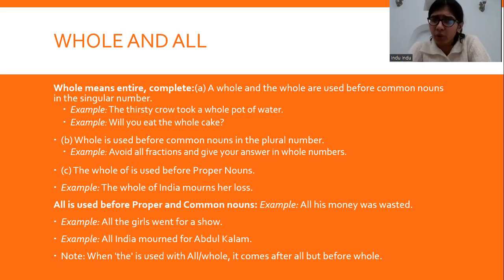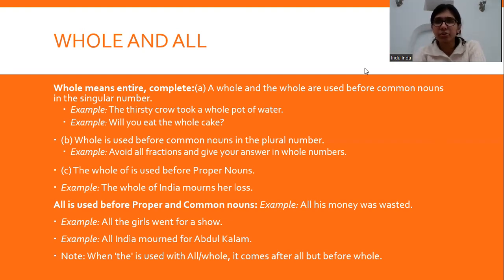All is used before proper and common nouns. Example, all its money was wasted. All the girls went for a show. All India mourned for Abdul Kalam. When the is used with all or whole, it comes after all, but before whole. So the whole, all the. All the girls went for the show. Will you eat the whole cake? So the precedes whole, and the succeeds all. So that should be remembered. All right.